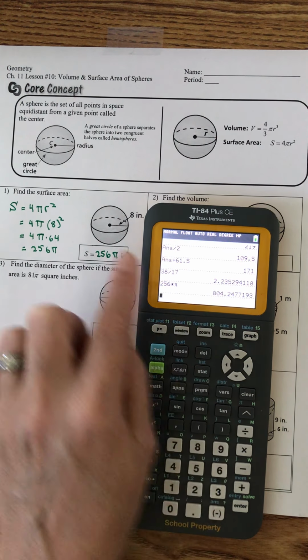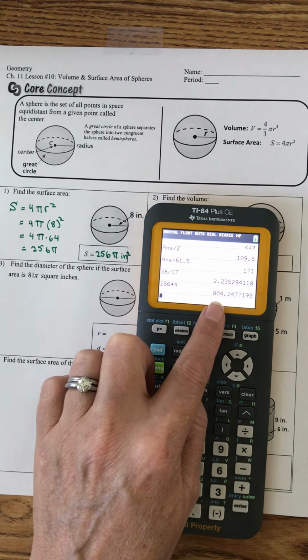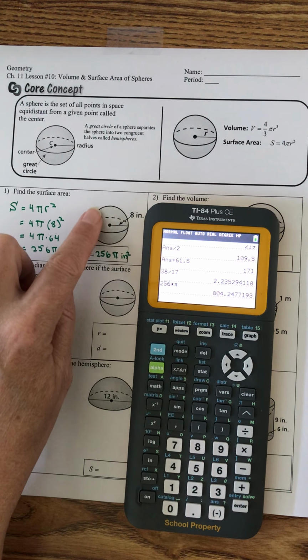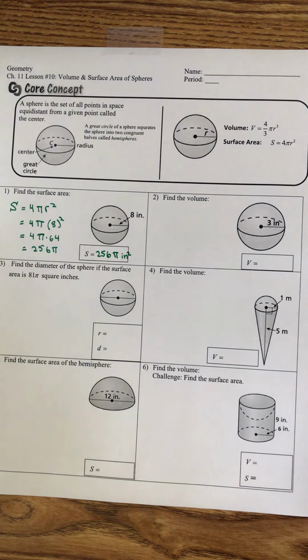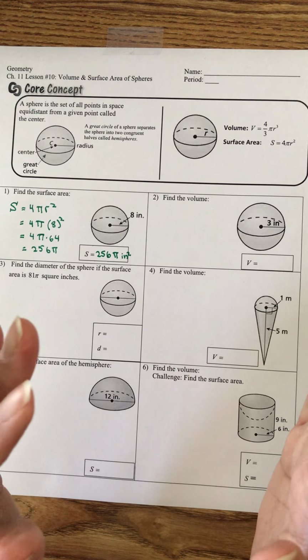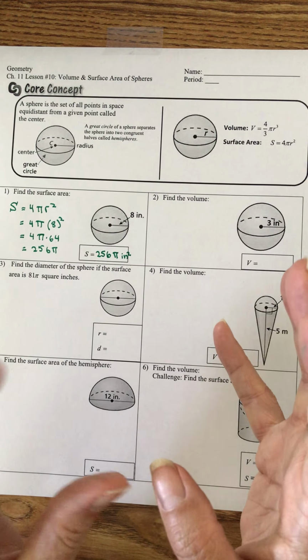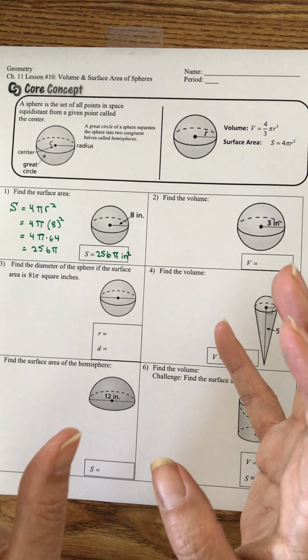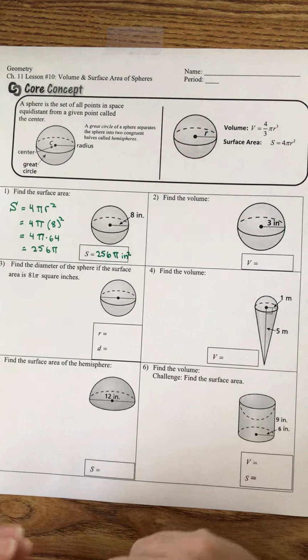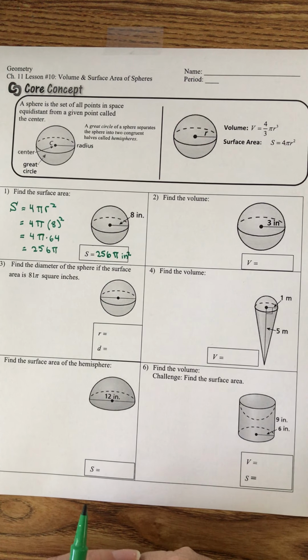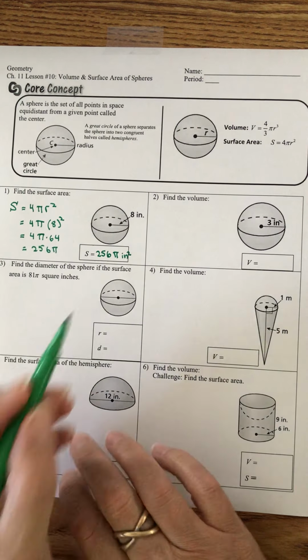But basically it's saying if this is 8 inches, then there are about 800 square inches that wrap around the ball. 8 inches would be a pretty large ball, bigger than a basketball, because it's just from the center to the edge, that's 8 inches. All right, so the next one we're finding the volume.